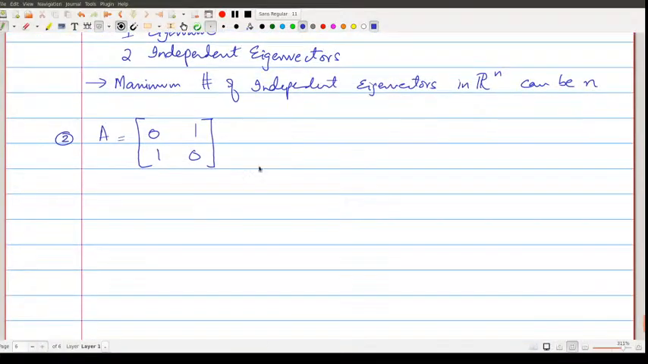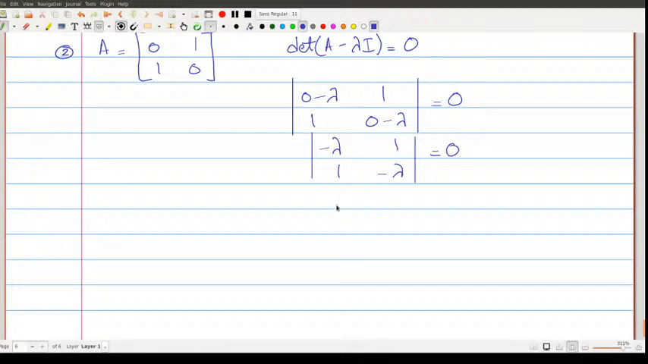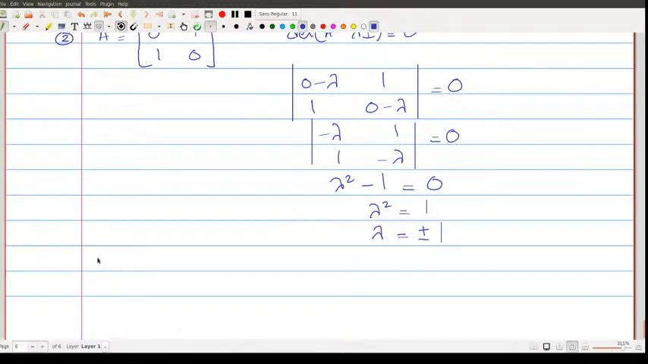Okay, so first thing that I need to do is solve the determinant of A minus lambda I equals 0. So this is going to be 0 minus lambda, 1, 1, 0 minus lambda, and I need to find the determinant, right? So what do I have here? I have minus lambda, 1, 1, minus lambda equals 0. What does this equation give me? This gives me lambda squared minus 1 equals 0, so lambda squared equals 1. I get two eigenvalues, right? I get plus and minus 1, that was expected. And then I can find the eigenvectors.